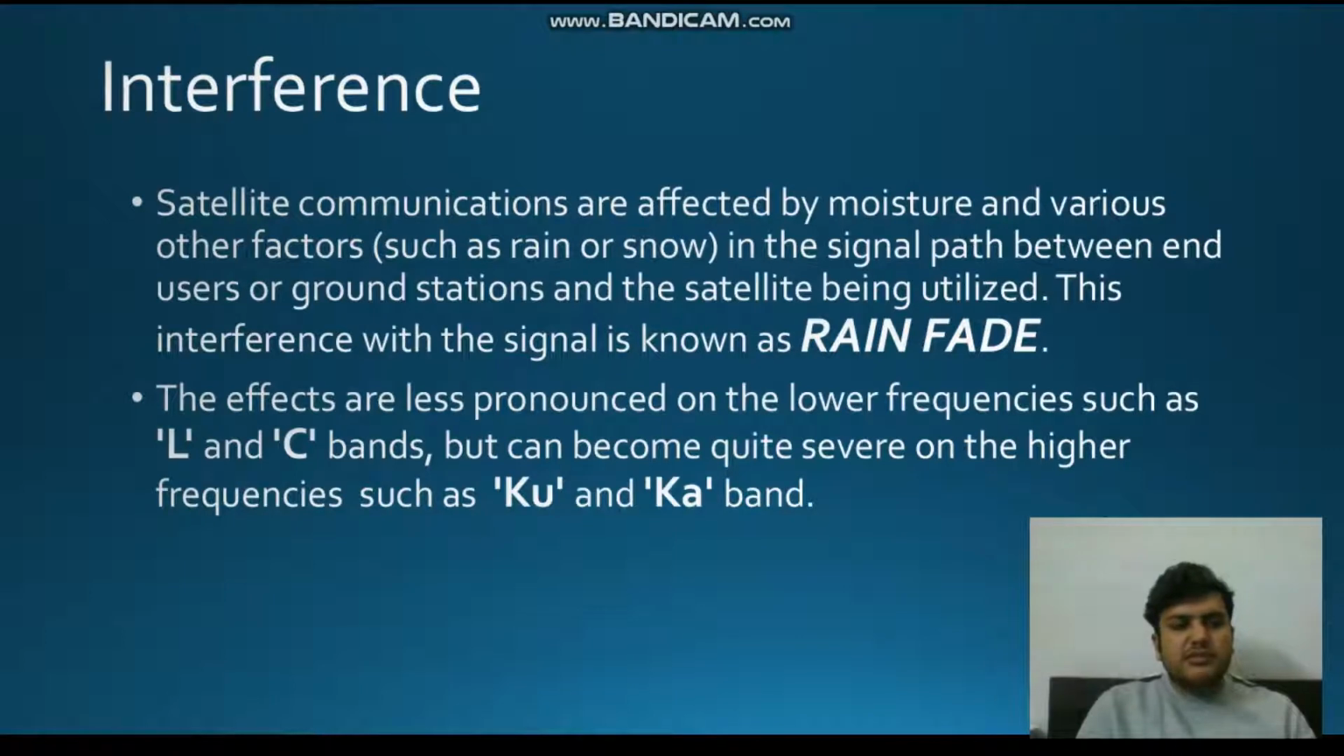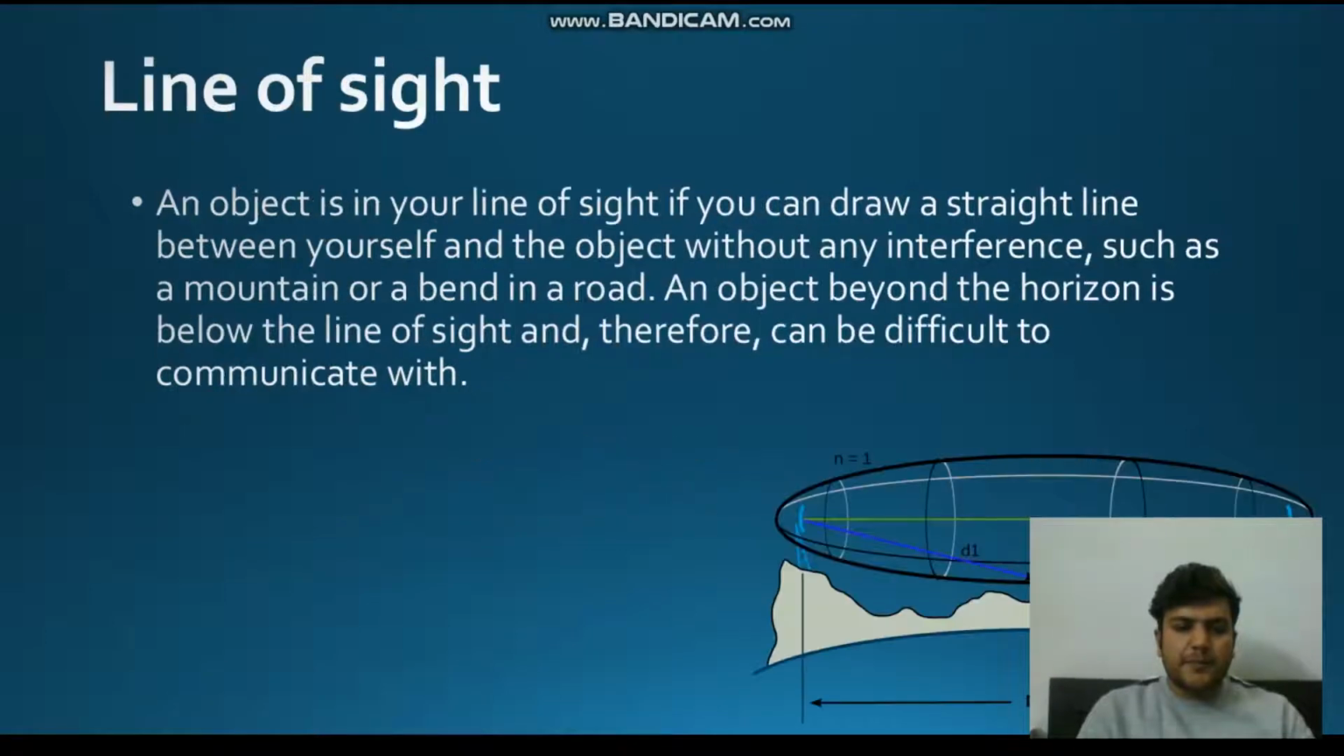Now, the third challenge we face is interference. Satellite communication is affected by moisture and various other factors, such as rain and snow, in the signal between the users and the ground station and the satellite being utilized. This interference with the signal is called rain fade. The effects are less pronounced with lower frequencies such as L and C band, but can be quite severe on higher frequencies such as Ku and Ka band.